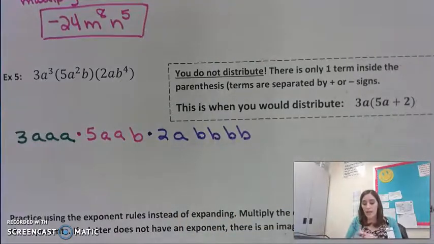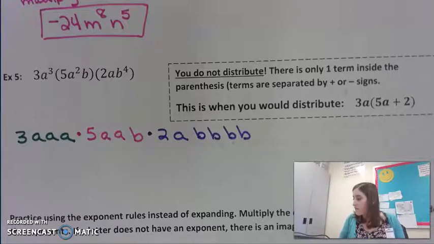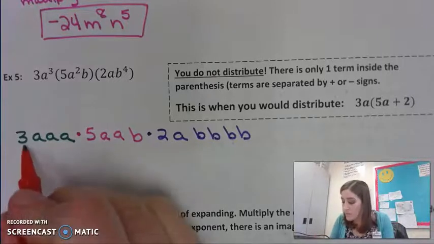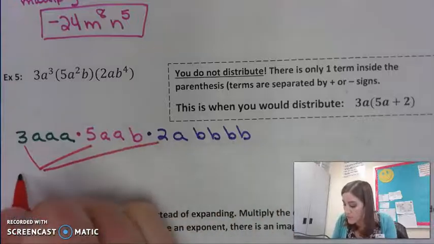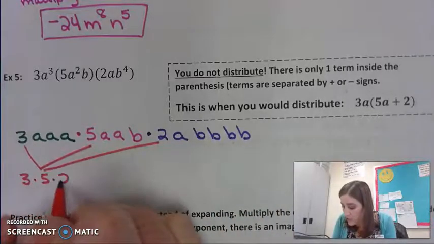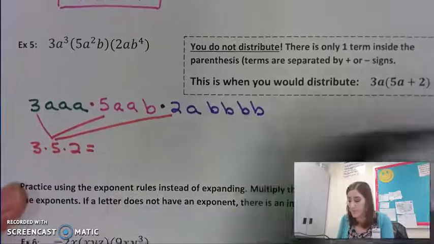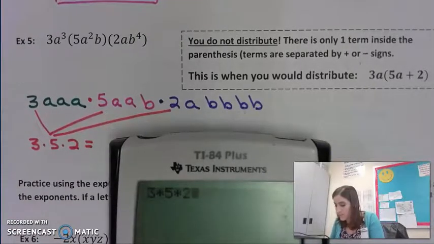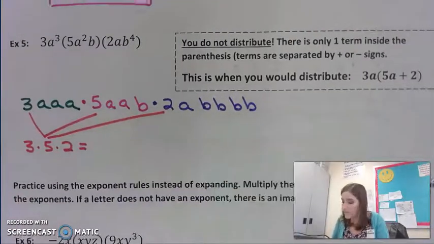So just like the other two problems that we did, when you've got those big numbers out in front, the first thing that you are going to do is multiply them all together. So we're doing 3 times 5 times 2, all in one big step, which ends up giving me 30.